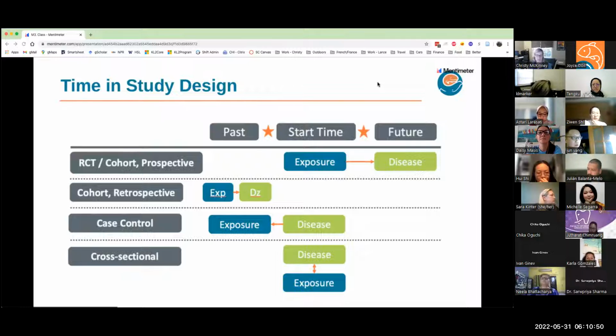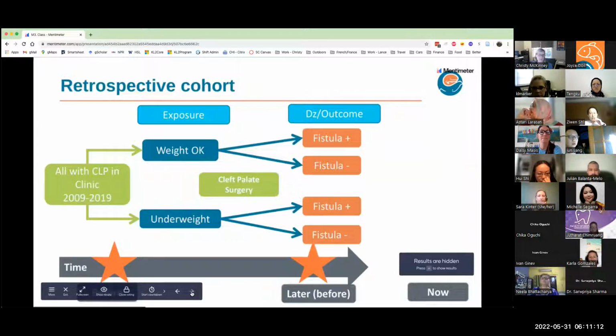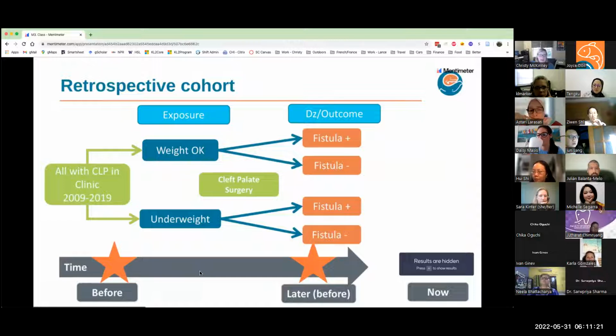There were also a few questions around a case control study versus a cross-sectional study. In a cross-sectional study, we're measuring our disease and exposure at the same time, essentially, and then we're just putting people into bins. So I have a few slides to illustrate these a little bit more. Here's a retrospective cohort study, and this is an actual example. On the next slide, I have the reference.